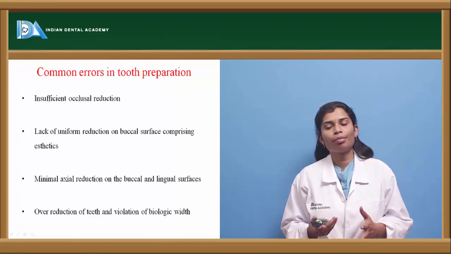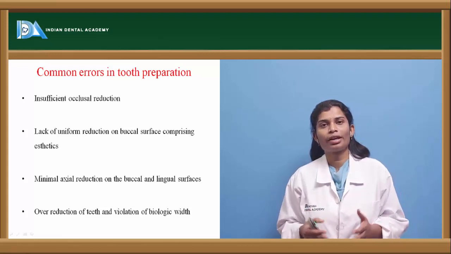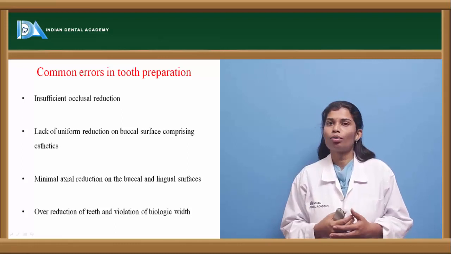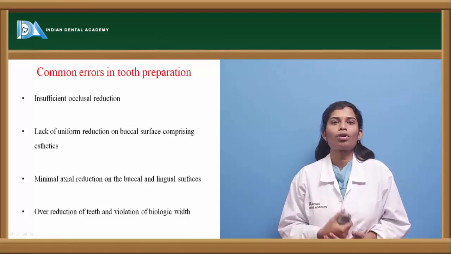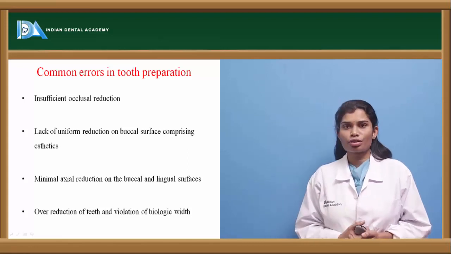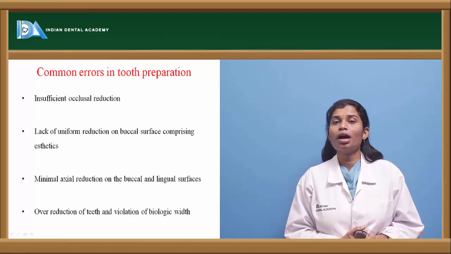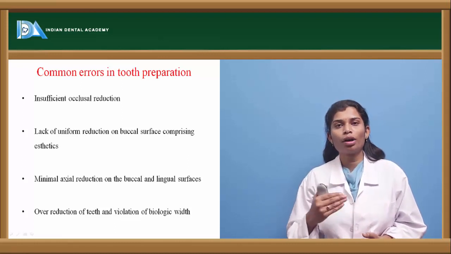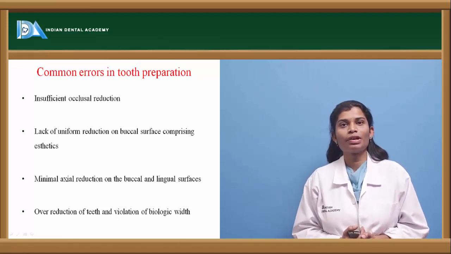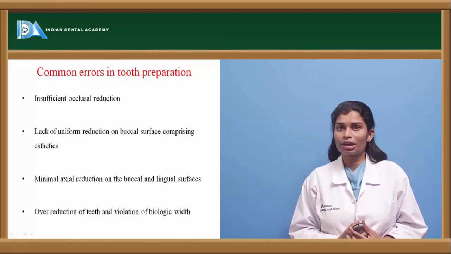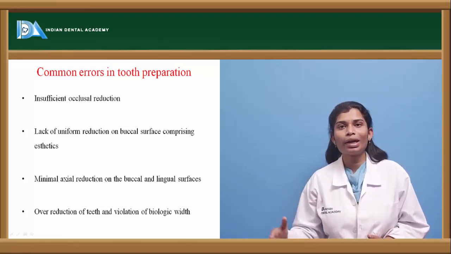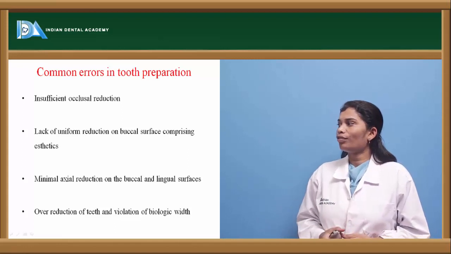So now that you have learned about the types of full veneer restorations and the differences in the preparation steps, you have to go ahead with a good preparation. So what are the possible common errors in tooth preparation? There can be a chance where you do more than required occlusal reduction. This will reduce the retention, and if the occlusal reduction is insufficient, that might lead to a weak restoration. Another error is lack of uniform reduction.